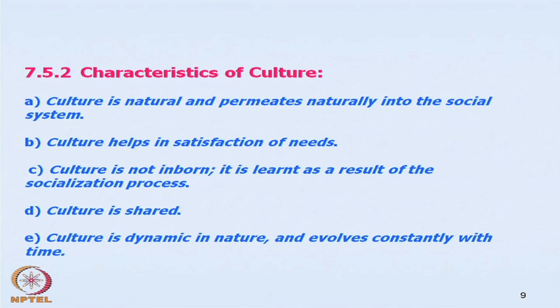Now let us discuss the characteristics of culture. While we talk about culture as the personality of a society, and we have agreed that culture illustrates the identity, the personality, the nature or the characteristics of the society, there are certain other elements which characterize what culture is. So let us talk about these characteristics. The first is that culture is natural and permeates naturally into the social system. Culture is something which we are born into, and it is inbred into the members of a social system. It is all pervasive. It permeates naturally into the social system.